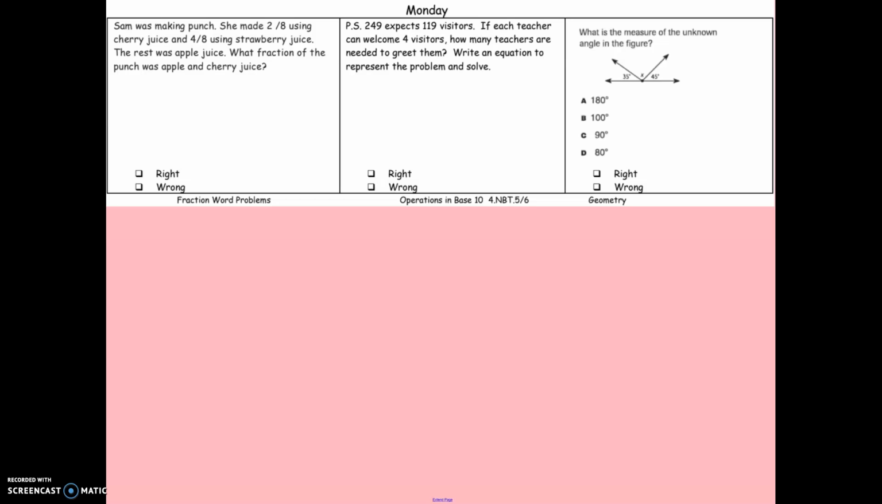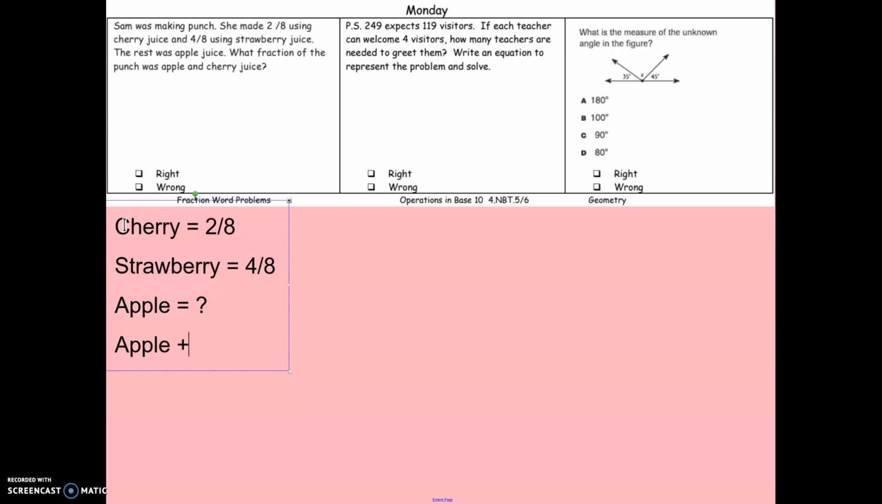It says Sam was making punch. 2/8 of the punch was cherry juice. I'm going to record that here. Cherry is 2/8. 4/8 of the punch was using strawberry juice. The rest was apple juice. Okay, so apple juice, we don't know how much that is. What fraction of the punch was apple and cherry juice? So we're going to be adding whatever apple is plus cherry.